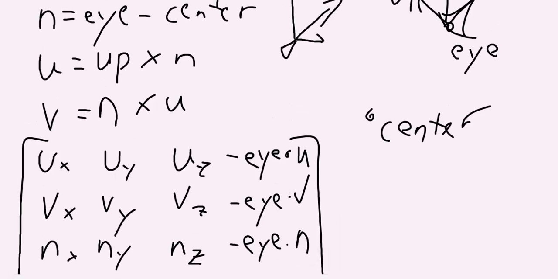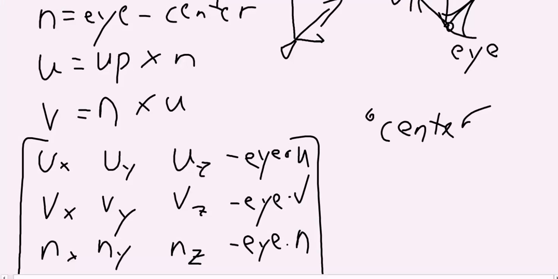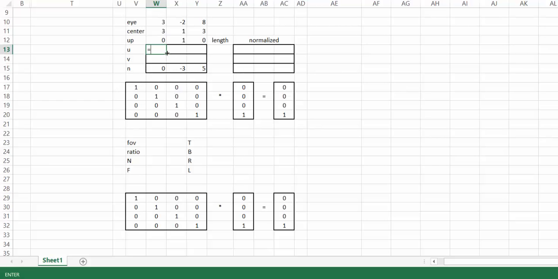Next we have u equals up cross n. So the x coordinate of u will be, so this is up cross n. So the x coordinate will be the y coordinate of up times the z coordinate of n minus the z coordinate of up times the y coordinate of n, like so.